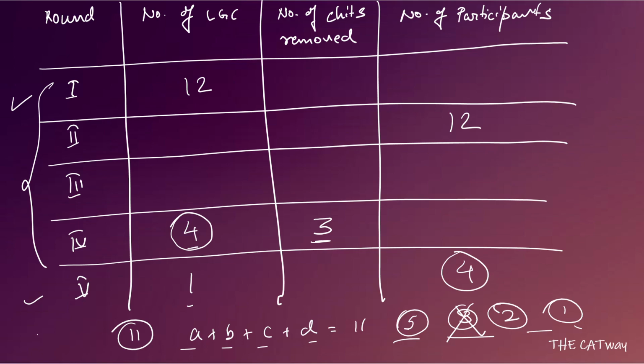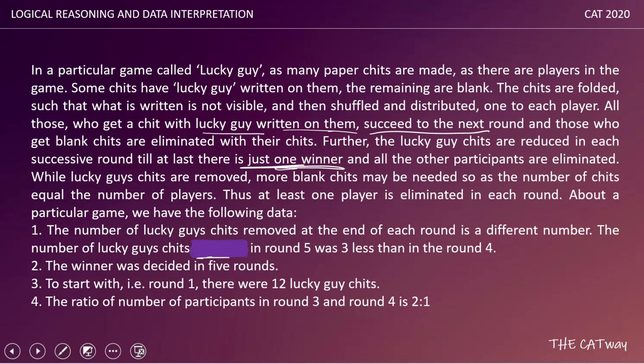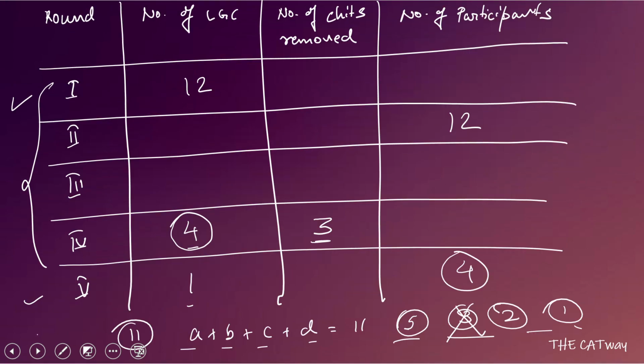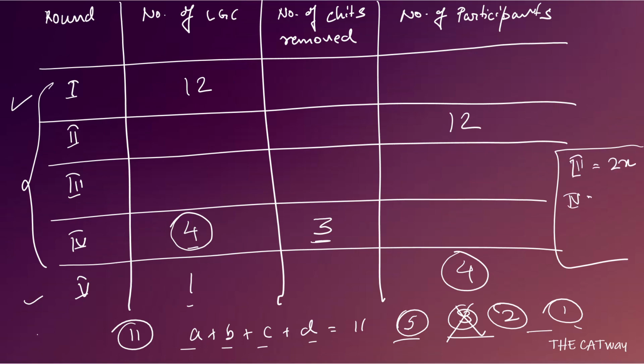Acha, there is one more thing given to us in the last point, that the number of participants in round 3 and round 4 is 2:1. Round 3 and round 4 is going to be 2:1. What we know is that, let's say in round 3 they are 2x, in round 4 they are x. Okay. Acha, 2x has to be less than 12 at any cost, and x has to be greater than 4.